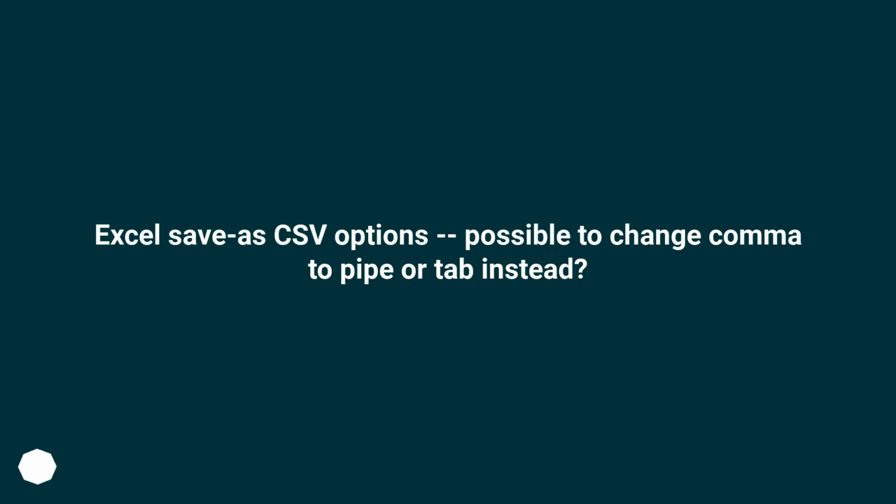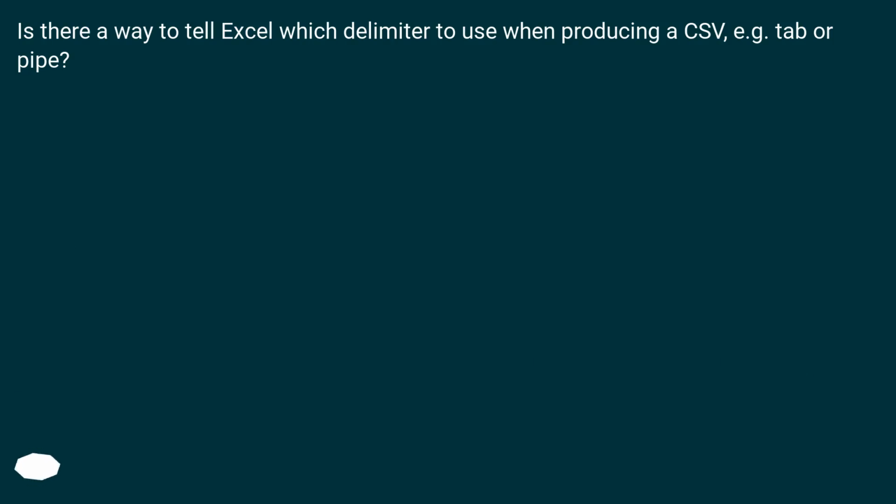Excel save as CSV options, possible to change comma to pipe or tab instead. Is there a way to tell Excel which delimiter to use when producing a CSV, for example tab or pipe?